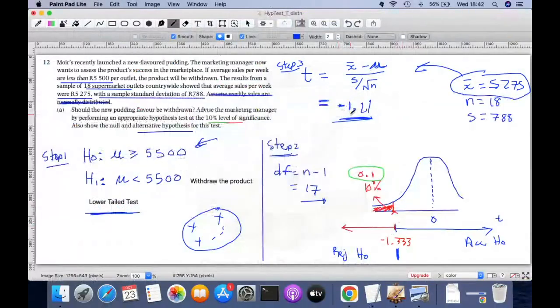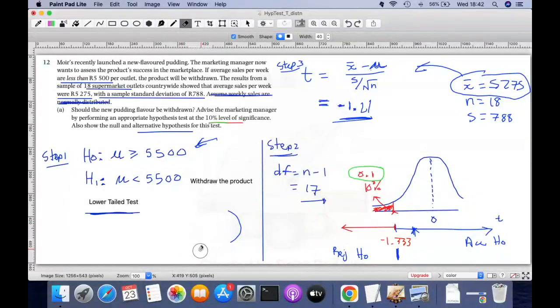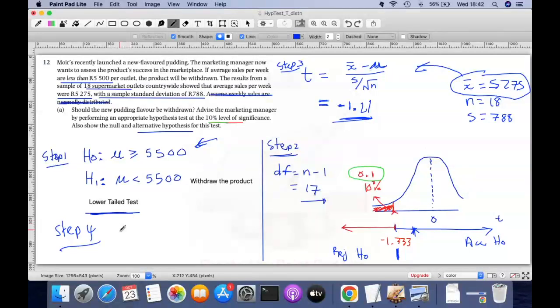All right, so that minus 1.21 is actually greater than minus 1.33, so it's somewhere here. It doesn't have to be exact, but we know that we fall in the acceptance region. So step 4, all you need to say is step 4. Okay, you can just say accept H0, right? And then step 5 is writing it in words.